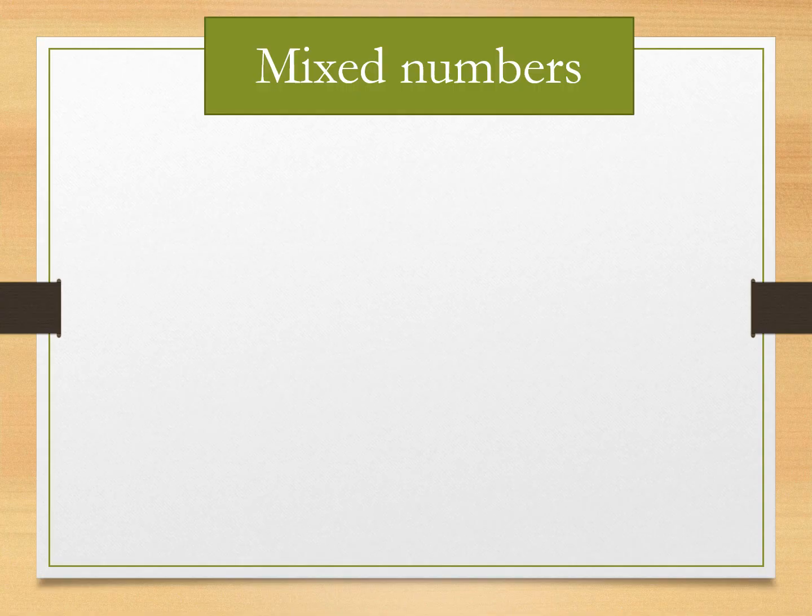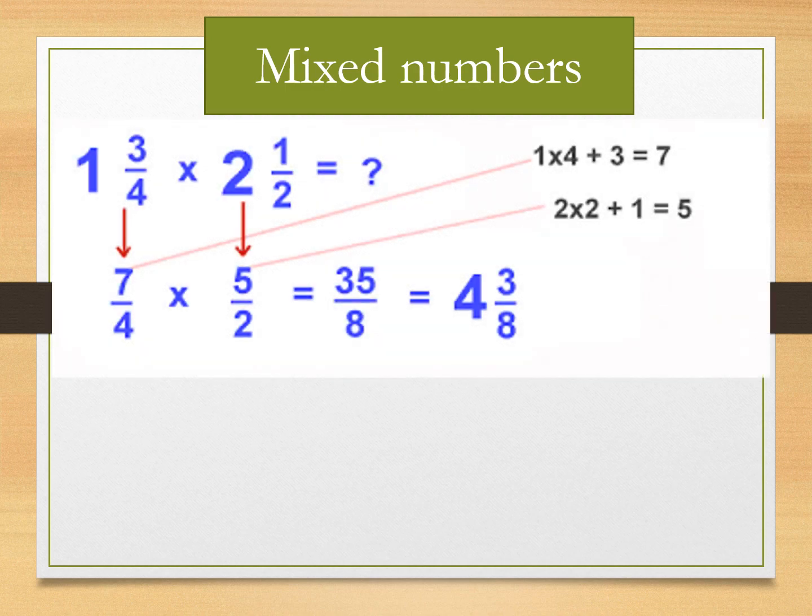Now let's summarize the steps of multiplying and dividing mixed numbers. As we said, we can't multiply or divide mixed numbers until we convert them into improper fractions. First, 1 and 3 over 4. 1 times 4 becomes 4, plus 3 is 7. 7 over 4, as we said, denominators don't change, times 2 and 1 over 2 becomes 2 times 2 is 4, plus 1 is 5 over 2. Then you multiply the numerators together. 7 times 5 is 35 over 8. 35 divided by 8 is 4, and the remainder is 3. You write it at the top of the fraction.